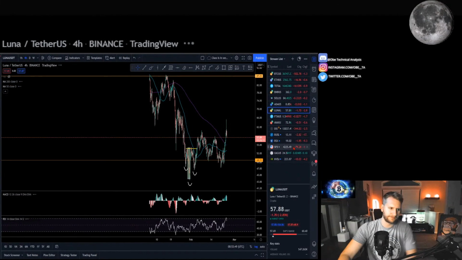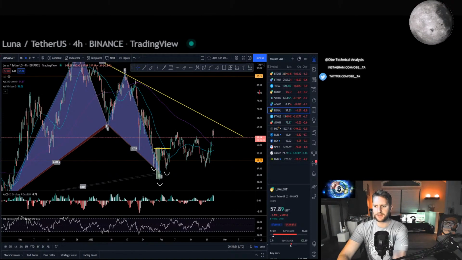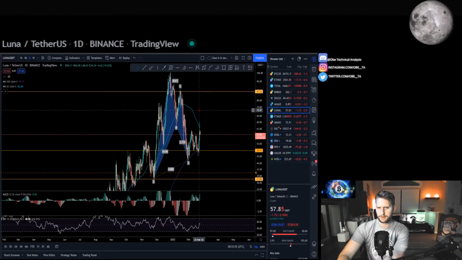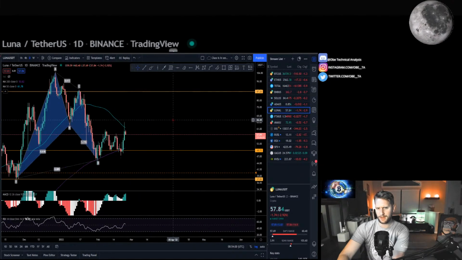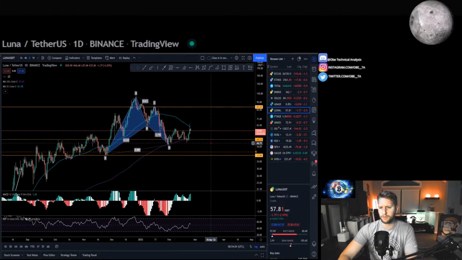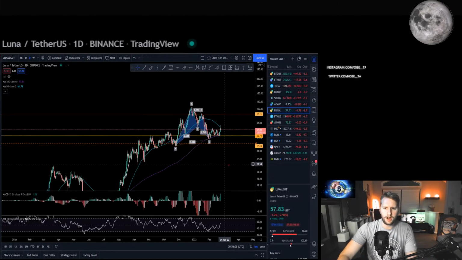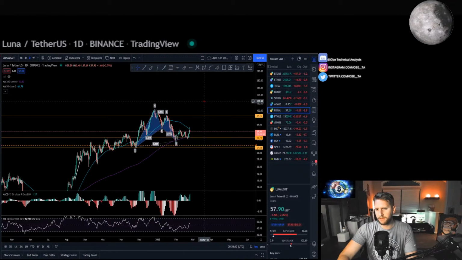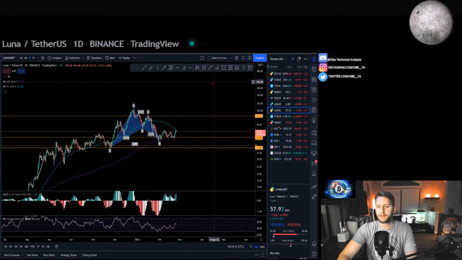Take a look at Luna. Luna was actually top performer on the day. That upper wick is gross, but it ended up, what, 8% on the day? 8.8. So Luna's actually been pretty good. Luna's one of the few that's also still above its 200 moving average. Holding it very well, especially after reacting off of this Bartley that we have here.